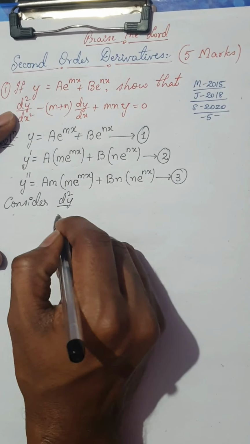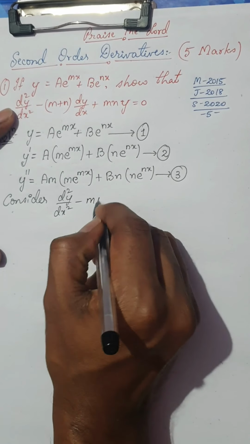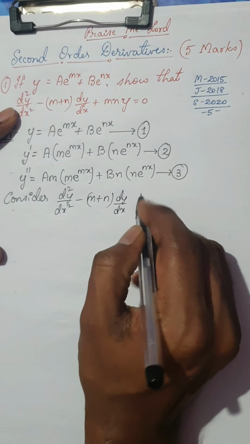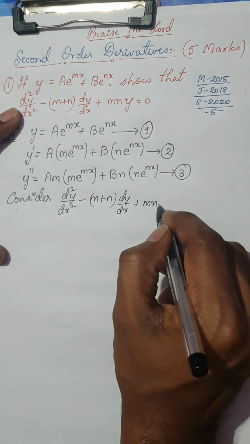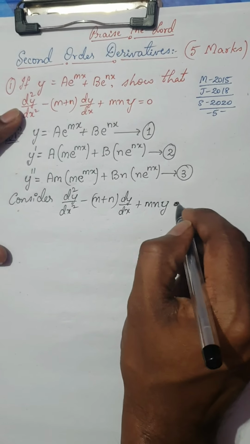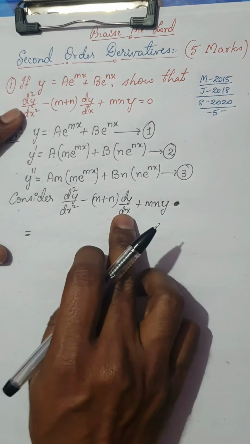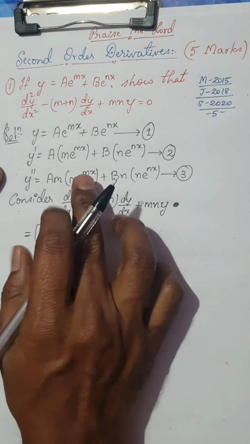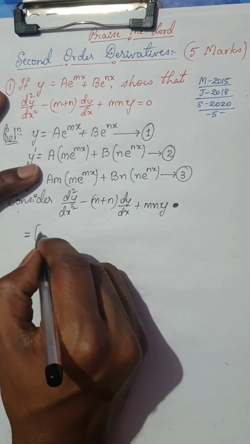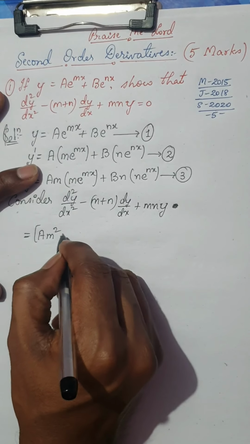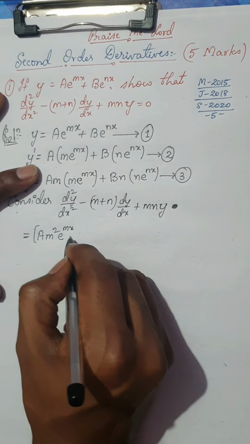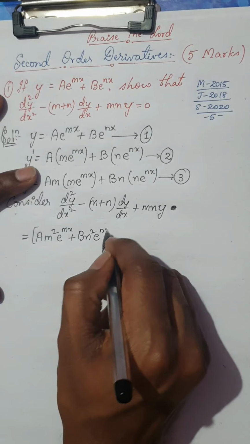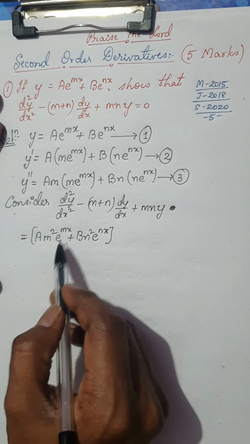Consider d square y by dx square minus m plus n into dy by dx plus mn into y is equal to, now I have to show that it is equal to 0, so don't take it as equal to 0. Now what is the second derivative? The second derivative is a into m square e power mx, plus b into n square e power nx. So I'm substituting for d square y by dx square.